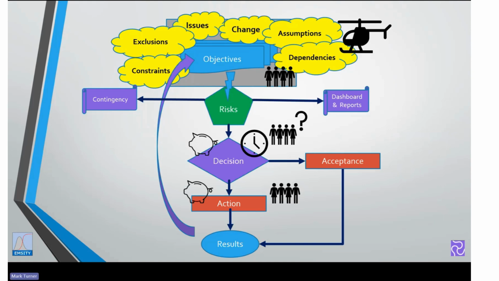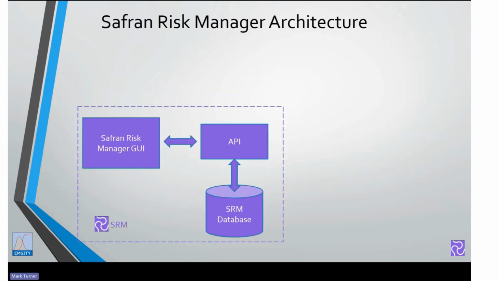So Safran Risk Manager has been designed to try to support the organization in delivering each one of these key aspects of the risk management process. Now, with regards to the architecture that we've built this upon, Safran Risk Manager is essentially three components. There is the database, which is a SQL database. There is the user interface, which people would see on their screens, and these two talk to each other via the API, Application Programming Interface.